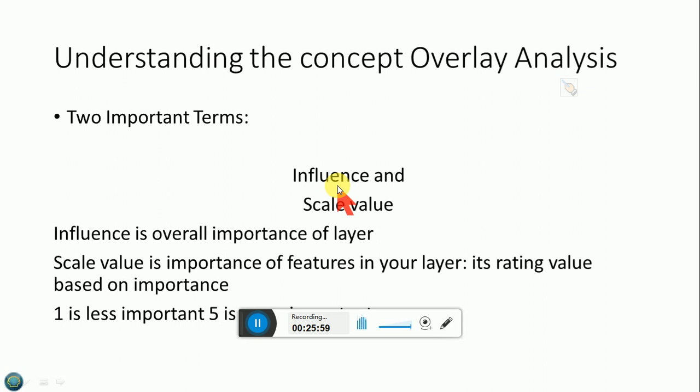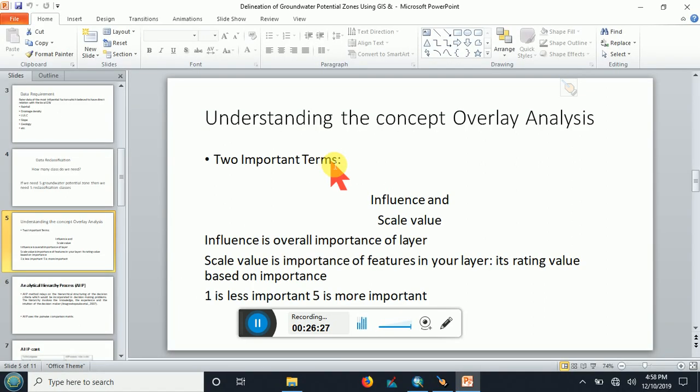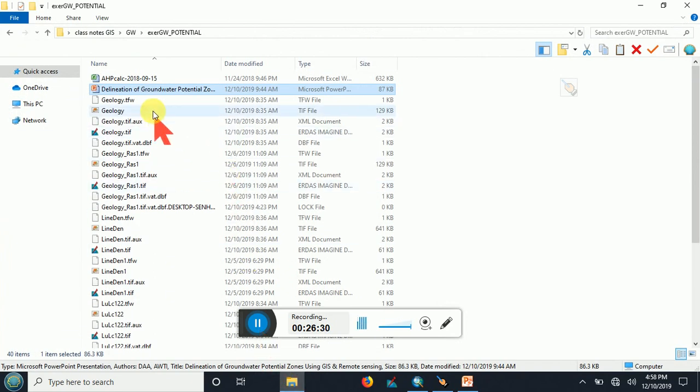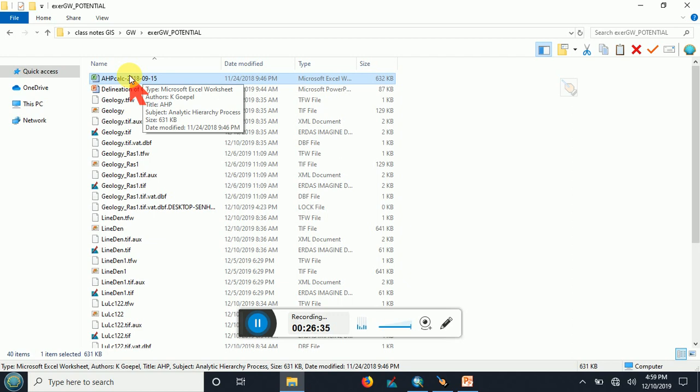But there are also some tools which might help you decide better. Some small software or some small Excel. Most of the time, the weightage, or the influence, can be supported by using AHP, which is analytic hierarchy process. In the folder that I provided you, I already gave you the analytic hierarchy process calculation Excel sheet. Yeah, you have it, the AHP calculation Excel sheet.